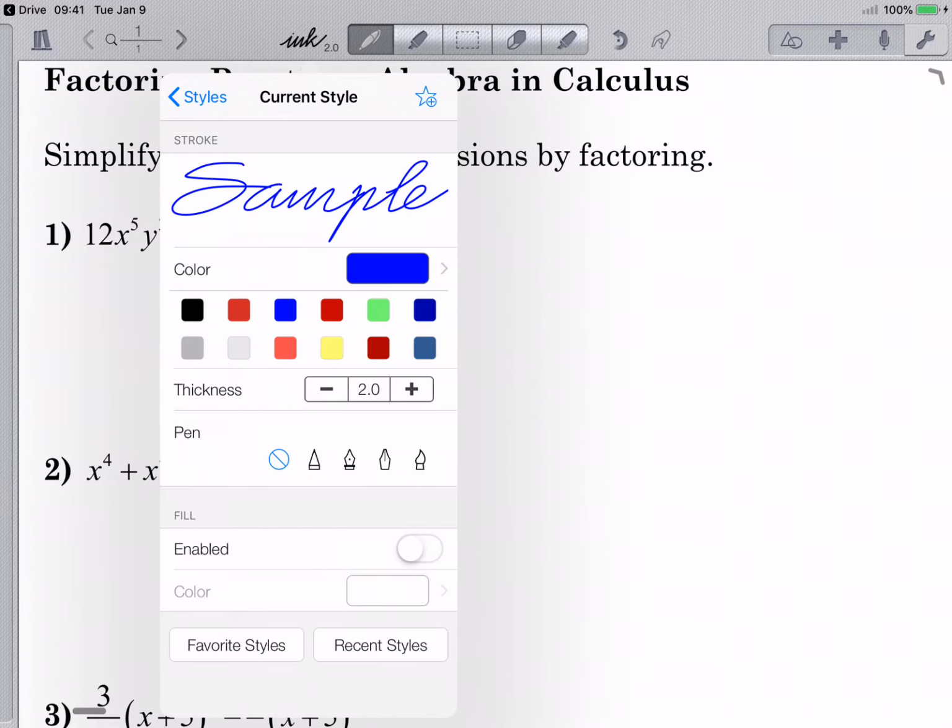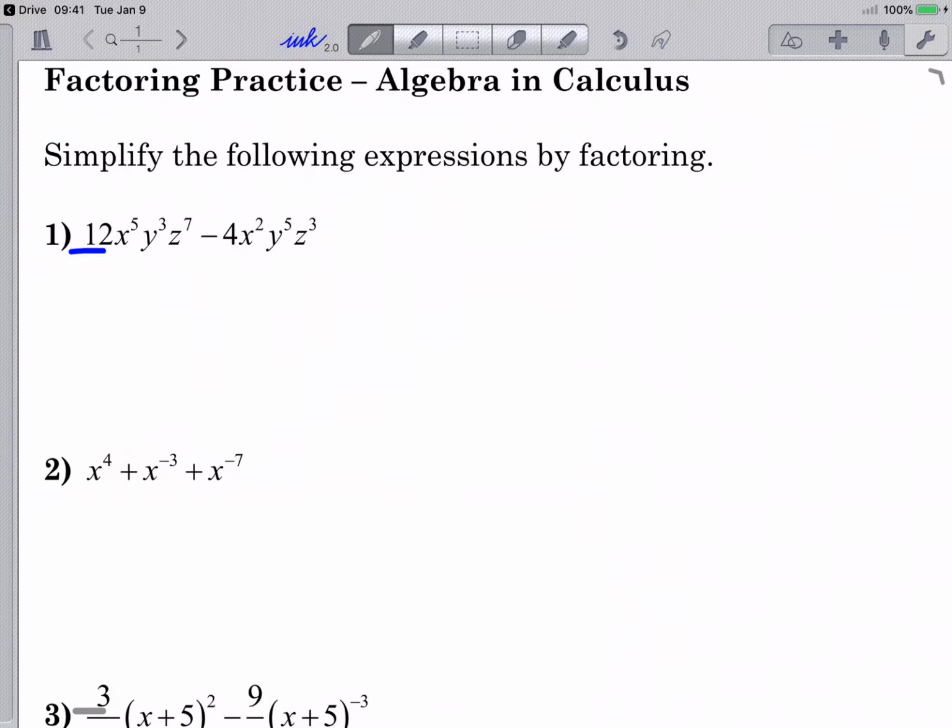So the first thing we're going to do is look at the coefficients. Now the greatest common factor, that is the number that goes into both 12 and 4 evenly, if you will, is 4. So I'm going to factor out a 4. Now the next thing I need to do is find the smallest exponent of each variable. So in terms of x, my smallest exponent is 2, the smallest exponent of y is 3, and the smallest exponent for z is also 3.